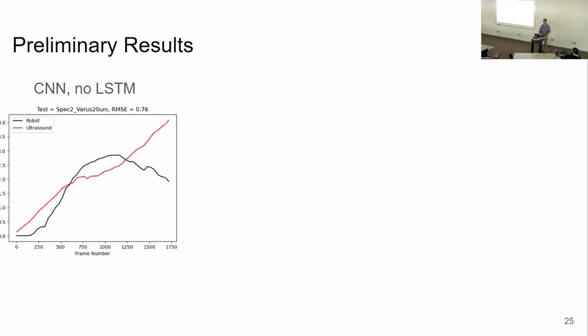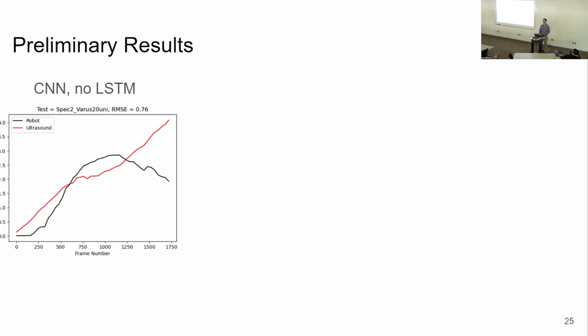So preliminarily, this is a plot where the y-axis is the motion. In this case, it's a rotation. The x-axis is the frame number, so basically you can think of it like time. The black is the robot, which is our gold standard, what we're trying to compare to. It goes up and goes down. And the red is our prediction, that's the ultrasound predicted kinematics.